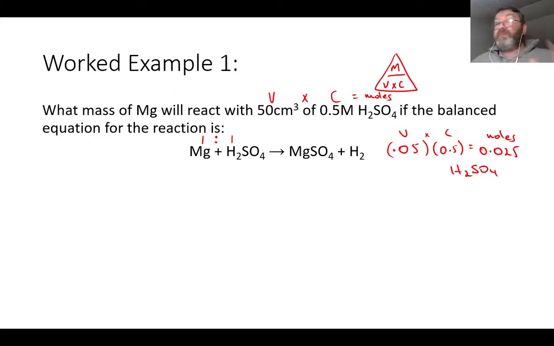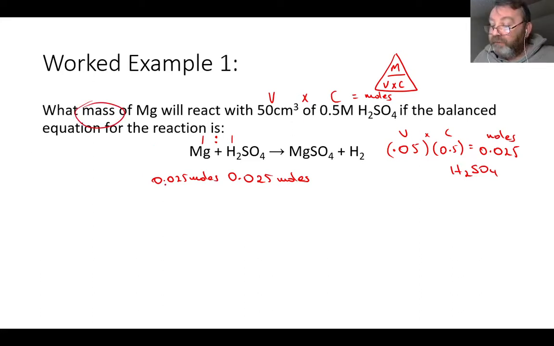So, how many moles of magnesium will I have? Well, look at the balanced equation, look at the reaction, look at the ratio. The ratio is 1:1. So if I have 0.025 moles of sulfuric acid, because the ratio of reaction is 1:1, I'll have 0.025 moles of magnesium. Now, once I know the number of moles of magnesium, I go back and figure out what are they asking me to do. They're asking me to go from moles to mass.